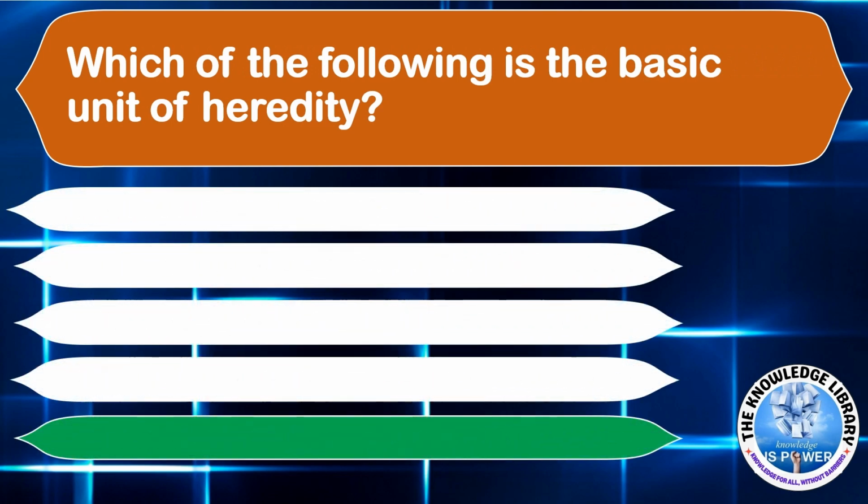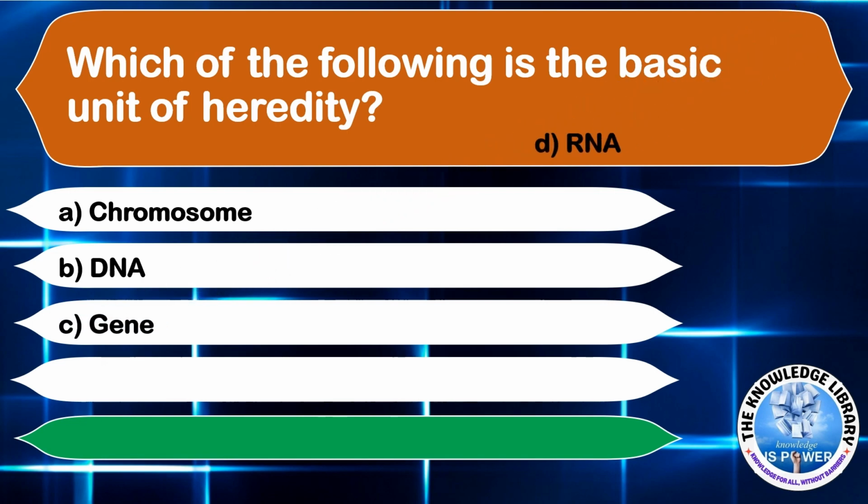The first question is, which of the following is the basic unit of heredity? Option A, chromosome. Option B, DNA. Option C, gene. Option D, RNA. The correct answer is option C, gene.